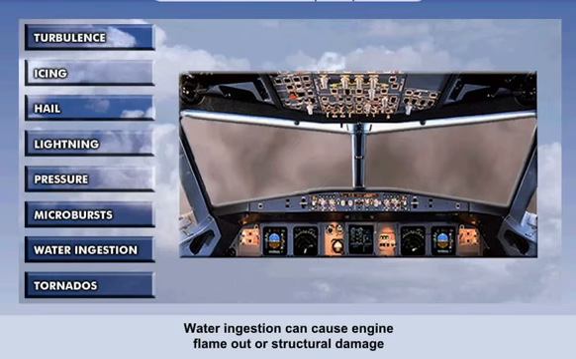Water ingestion. If the speed of updrafts approaches or exceeds the terminal velocity of falling raindrops, the resulting high concentrations of water can cause problems for turbine engines due to water ingestion. The result may be engine flameout or structural failure in extreme cases.